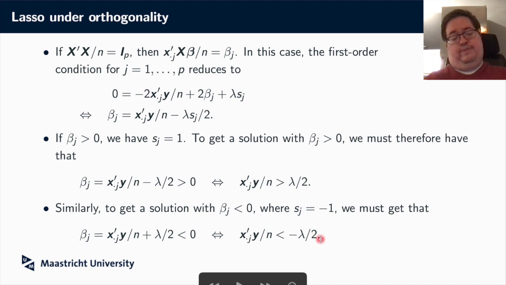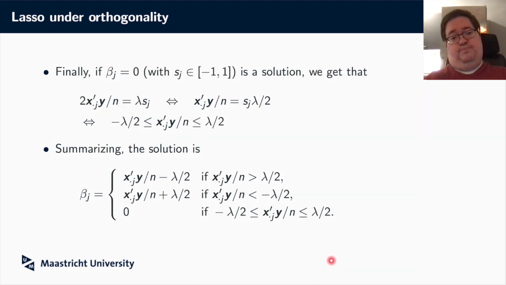That means that x prime y over n should be smaller than minus lambda over 2 for this to be a solution. So already note that you don't have to worry that you could end up with both being a solution, which would be problematic, which would contradict convexity. Because of course, only one of these conditions can happen. It cannot be both larger than something positive and smaller than something negative. Of course, there's still a gap in between, and as you can probably already guess, the gap will be the case where we need to look at beta j equal to 0. So let's do that next.